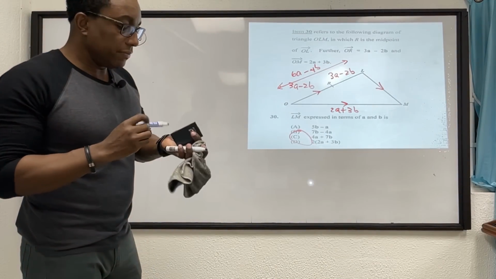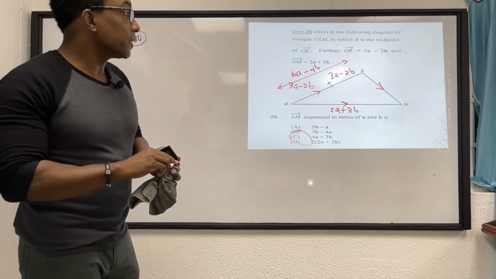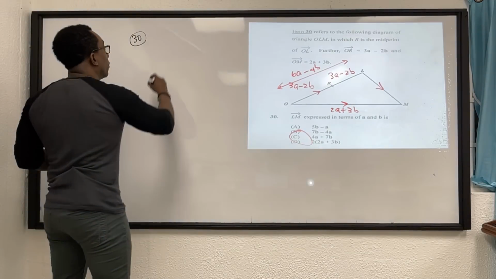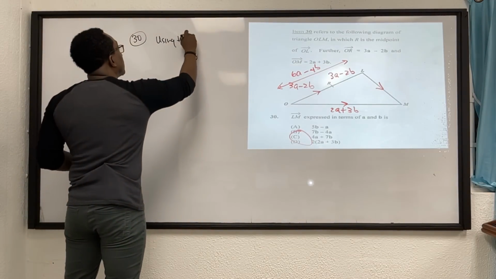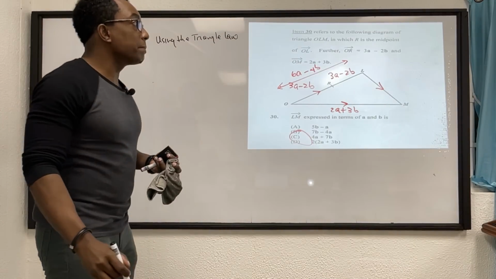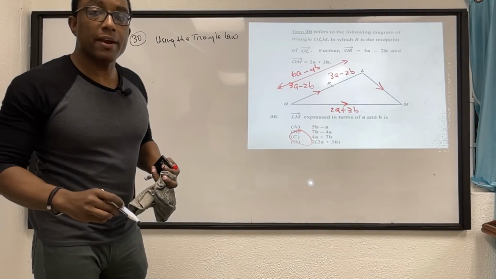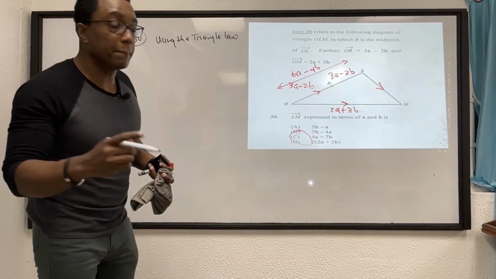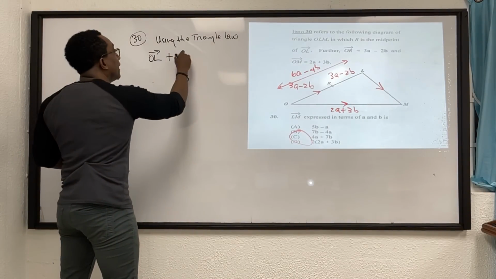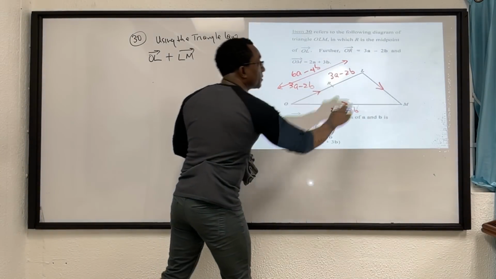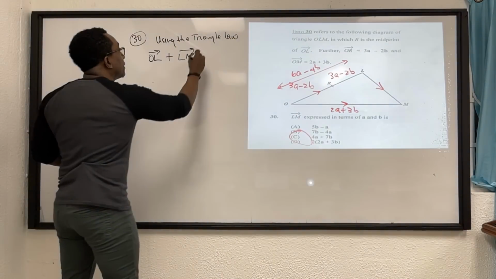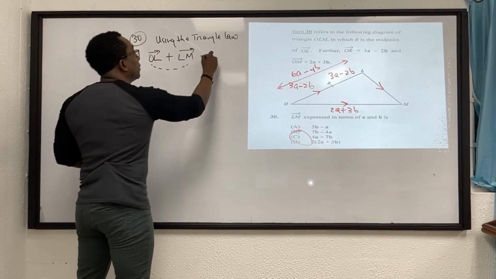Now that we have the magnitude of OL, and we have the magnitude of OM, let's find the magnitude of LM. So we're using the triangle law, and the triangle law is implemented when two vectors move in the same direction. Once they move in the same direction, you add them. So we're going to say vector OL plus vector LM, because these two vectors move in the same direction as we see indicated by the arrows, and this will give us vector, in that order, OM.